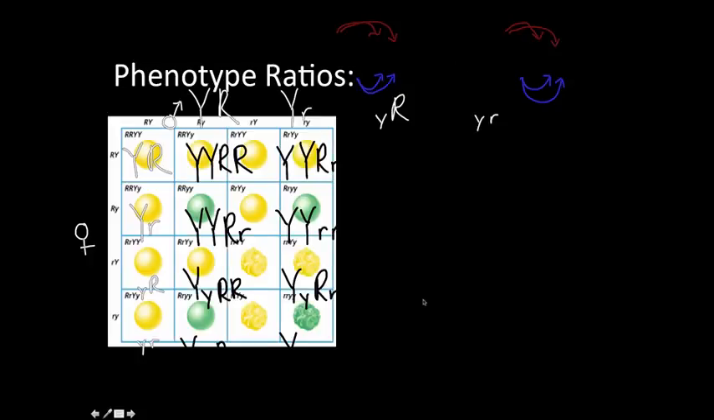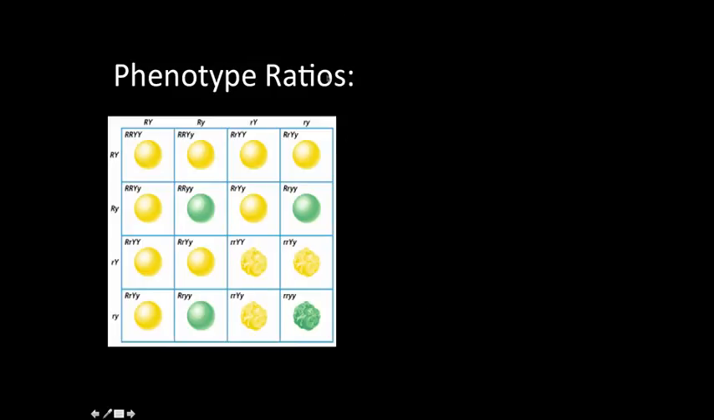Now, for the ratios. Okay. In the monohybrid crosses that we looked at, there were always two possible phenotypes. Here in a dihybrid cross, there are actually 4 possible phenotypes. So the possible phenotypes are: the offspring could be yellow with round seed shape, so that's one possibility. It could be yellow with wrinkled.